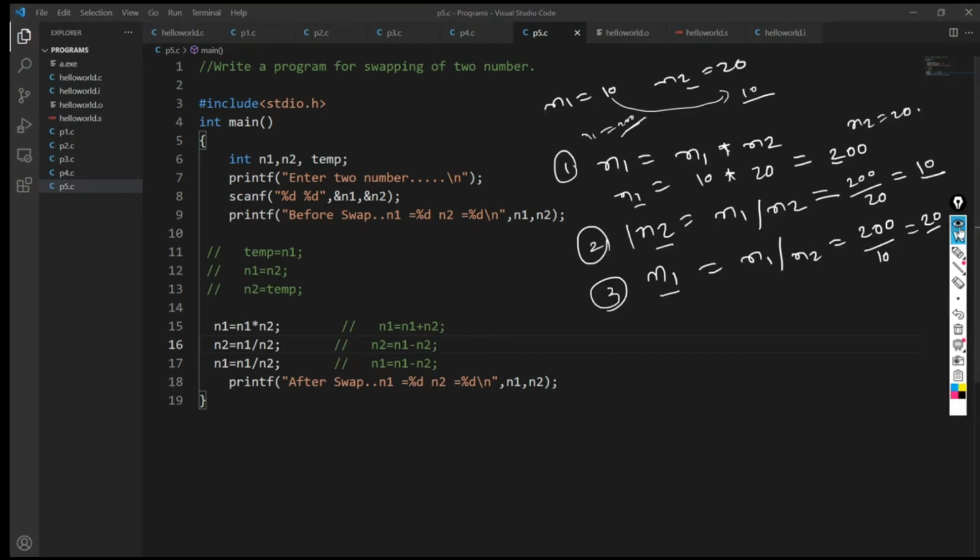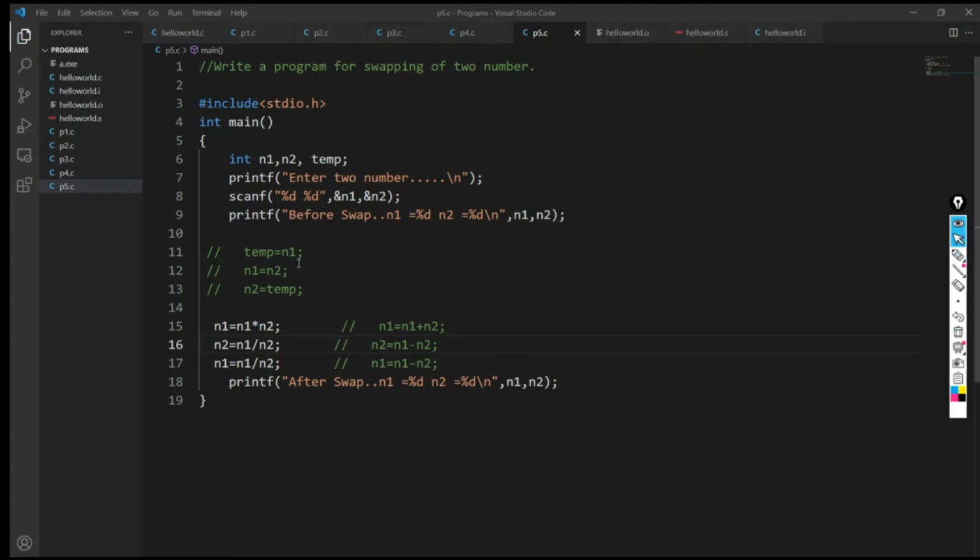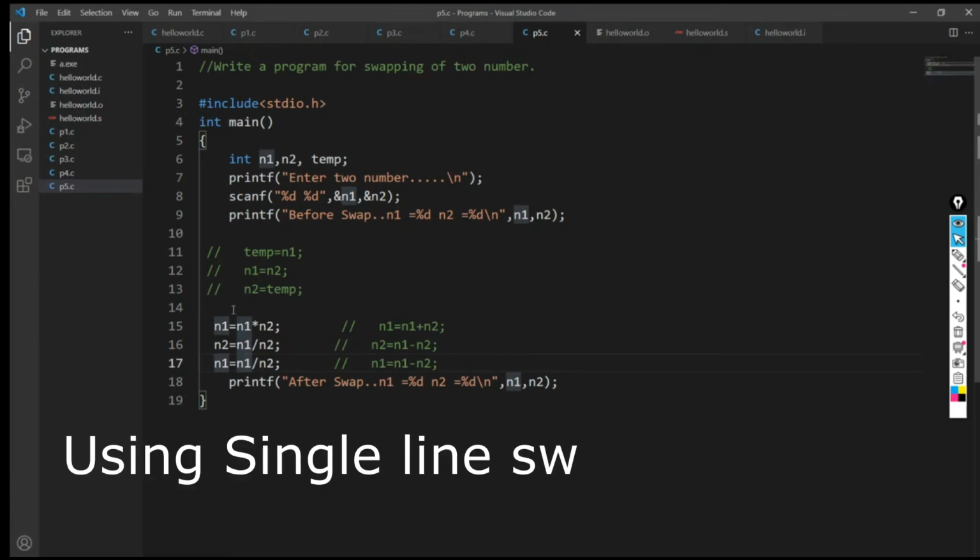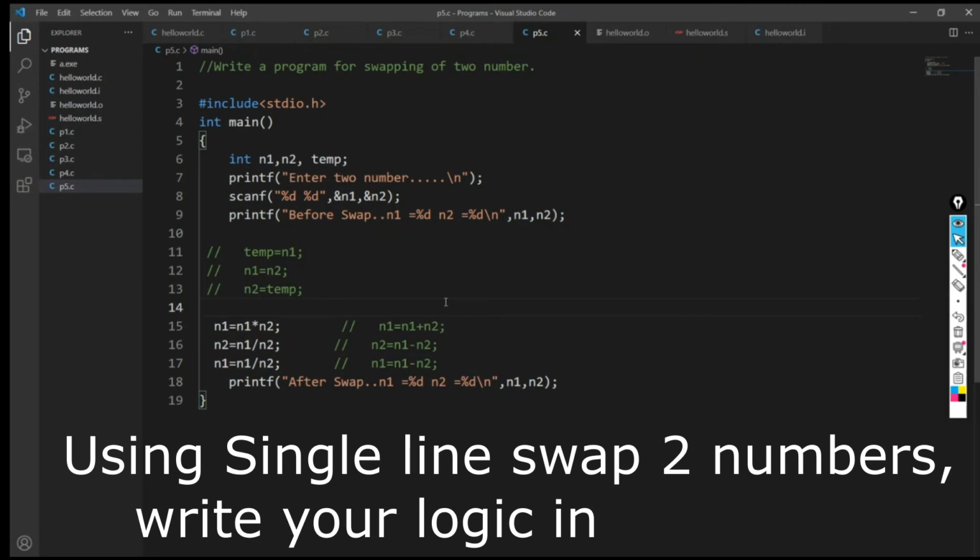Next, one more technique is there, that is using a bitwise operator. We will see how to swap two numbers using a bitwise operator at the time of bitwise operators. So we have now seen three techniques, and one more technique is using one line. Only a single line can swap two numbers. So you have to find it yourself.